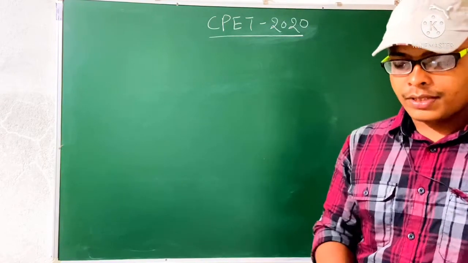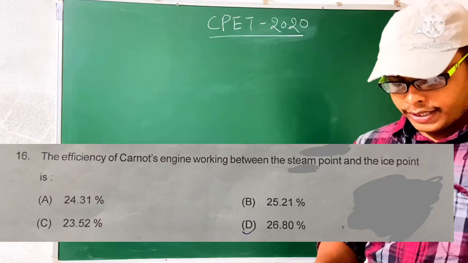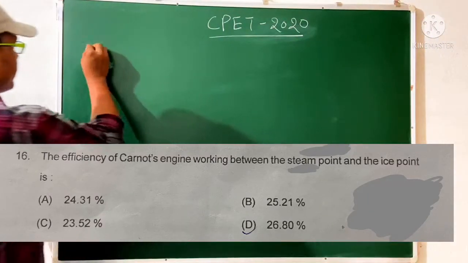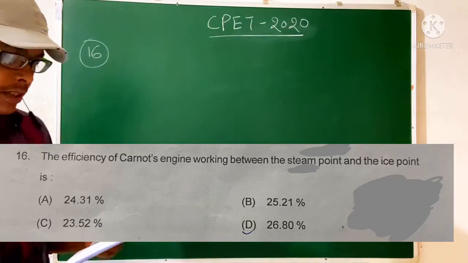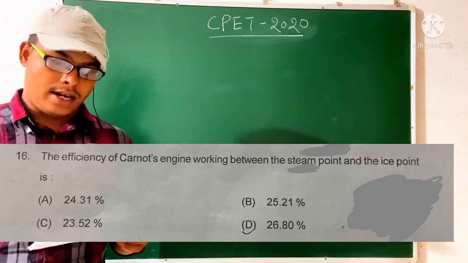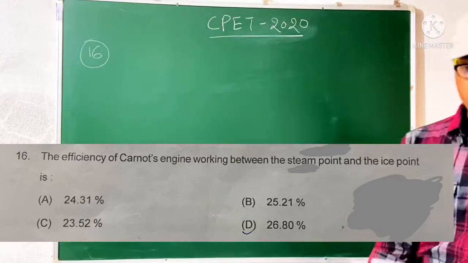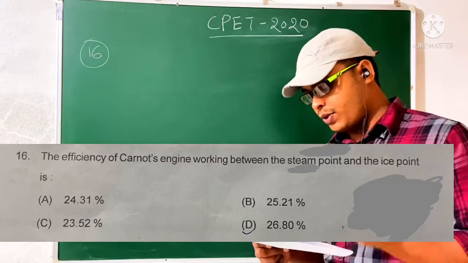Okay, so we will discuss from question number 16. What is the question 16 asking? The question 16 is asking: the efficiency of a Carnot engine working between the steam point and the ice point is what? So what is the efficiency percent when the change is from steam to ice?